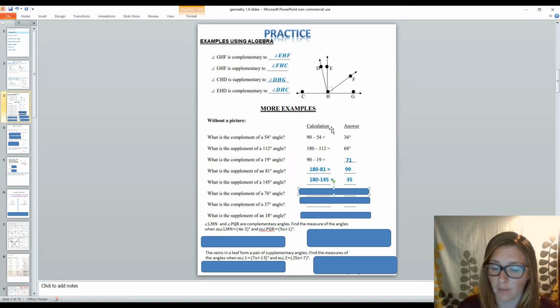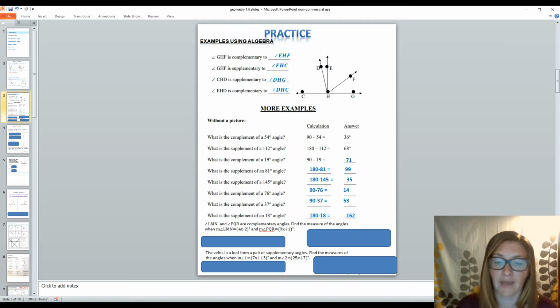The next one is the complement. So that's 90 minus 76, 14 degrees. Then we have 90 minus 37 equals 53. And then the last one is a supplement, 180 minus 18, which is 162 degrees.